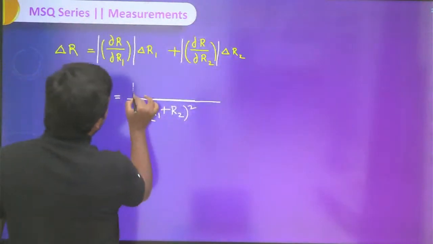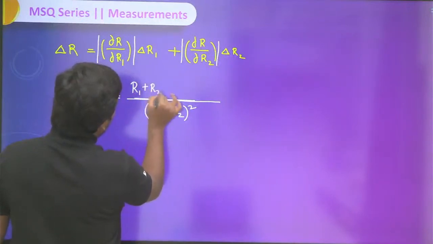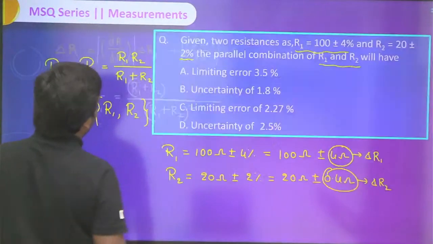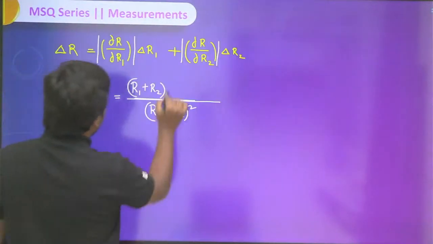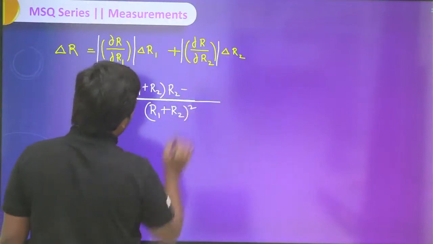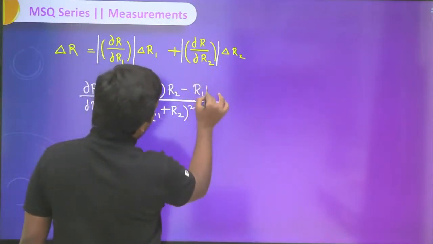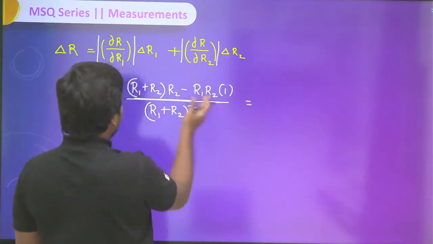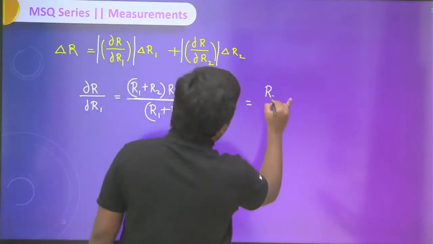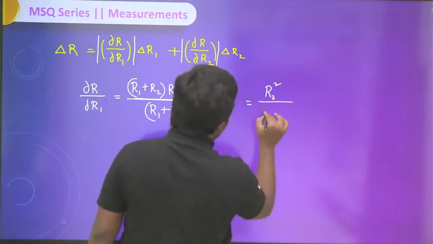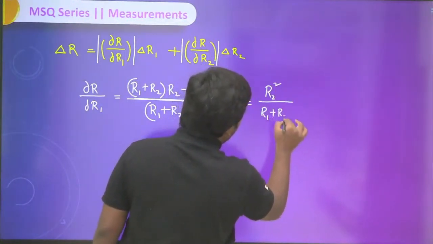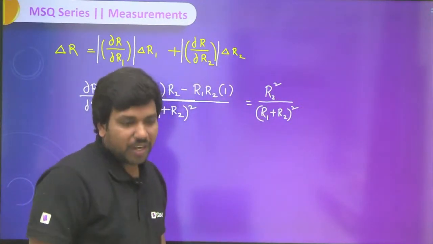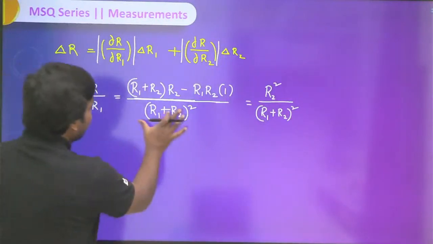So now this could be written as R1 plus R2, right? And as you are differentiating with respect to R1, the numerator, when you differentiate, you are going to get R2 here minus R1 R2 into 1 here, correct? So moving ahead, it is a very clear-cut explanation. I could say this as R2 square divided by R1 plus R2 whole square here. Correct? R1 plus R2 whole square. I hope you understood. Raghu and Krishna, I'm waiting for your answer. This is one side of the story.